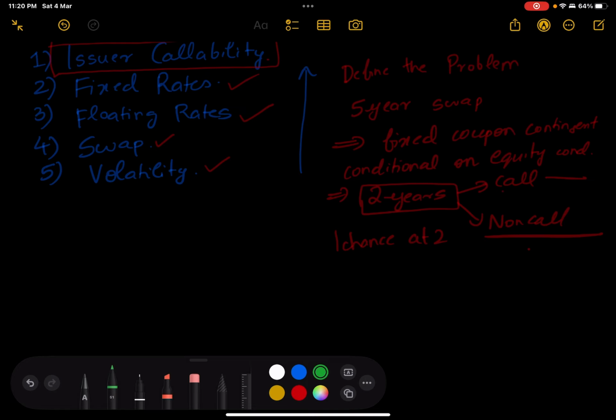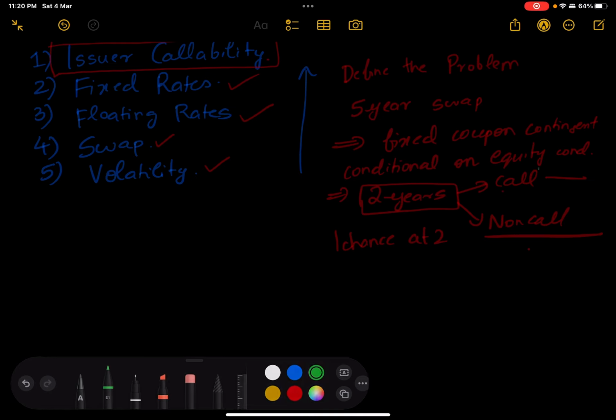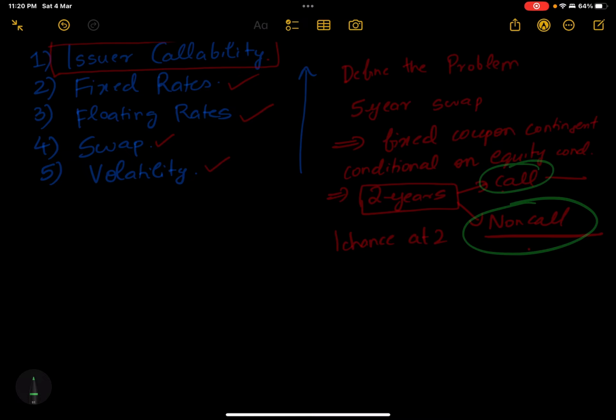Okay, so this thing, as you can notice, it's an option, right? Because if I'm issuing the structure and the rates are very low, but I'm still paying a very high coupon, I will call the structure. I don't want to pay a high coupon.